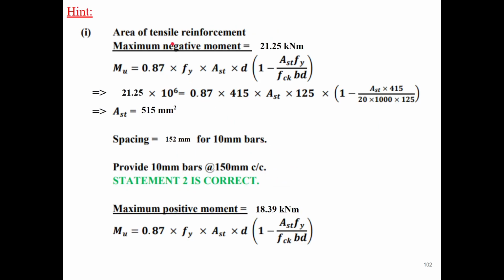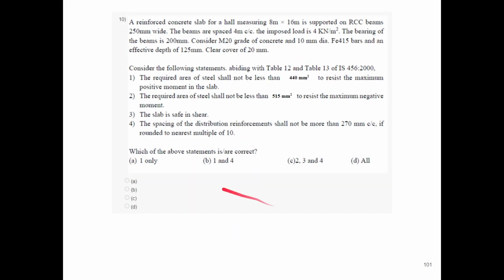So the maximum negative moment is 21.25 kilonewton meter, so the area of steel will be 515 mm square, and the spacing will be 152 mm for 10 mm bars. This is less than 3 into 125 and 300, so definitely 152. So we can provide 10 mm bars at 150 mm center to center. So 2 is correct.